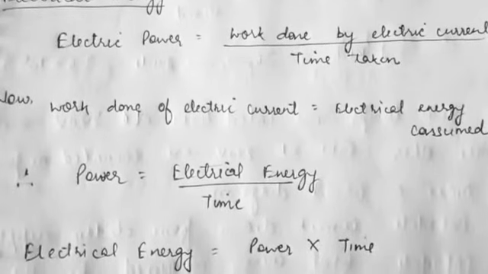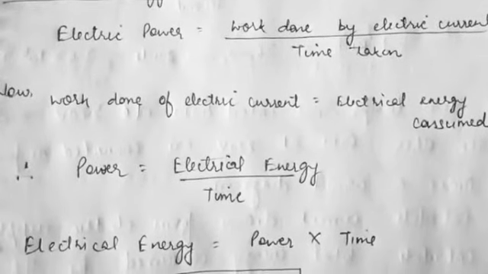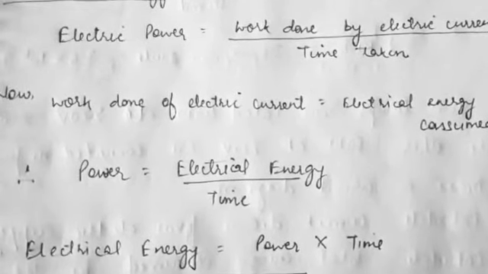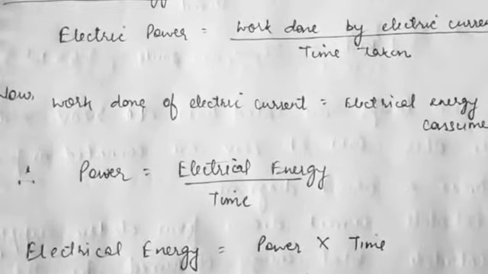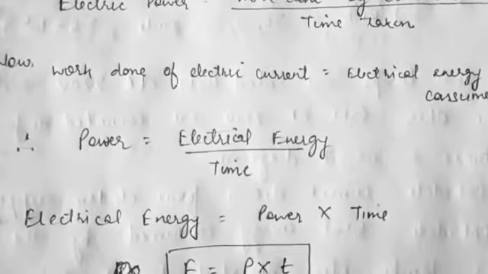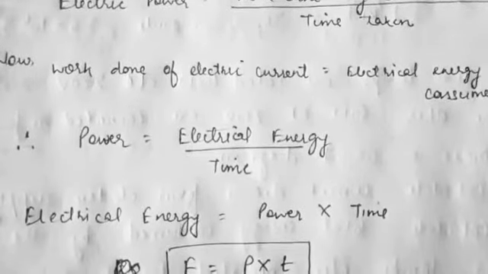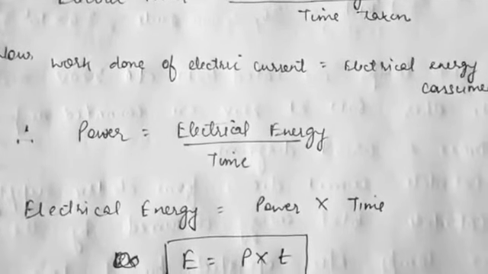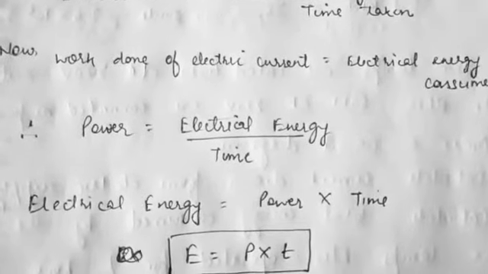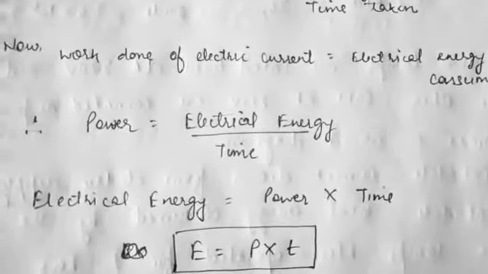and taking into consideration that work done is nothing but the electrical energy consumed, we can get that power is equal to electrical energy upon time. So from here we get the formula: electrical energy is equal to power into time, or E is equal to P into T. Now there are various formulas for P, such as P is equal to VI, P is equal to I square R, and P is equal to V square by R.